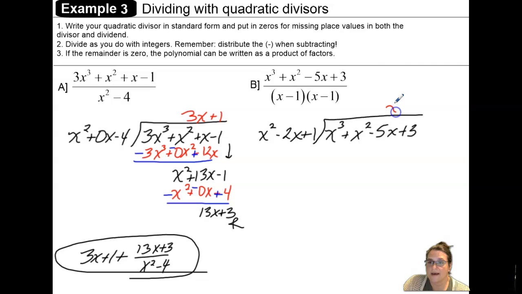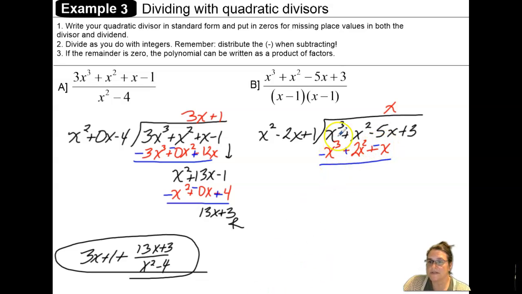It goes in x times. So multiply x times x squared is x cubed. X times negative 2x is a negative 2x squared. X times positive 1 is a positive x. And then I will draw my line and change all three signs.